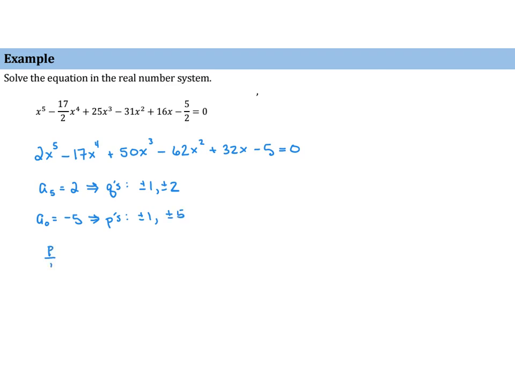So our potential rational zeros, our p's over q's, are going to be, take the 1 and the 5, divide by 1, and then take the 1 and the 5 and divide by 2. So we get plus or minus 1, plus or minus 5, plus or minus 1 half, plus or minus 5 halves. So we have 8 candidates here. So let's check these by synthetic division. Let's start with 1.